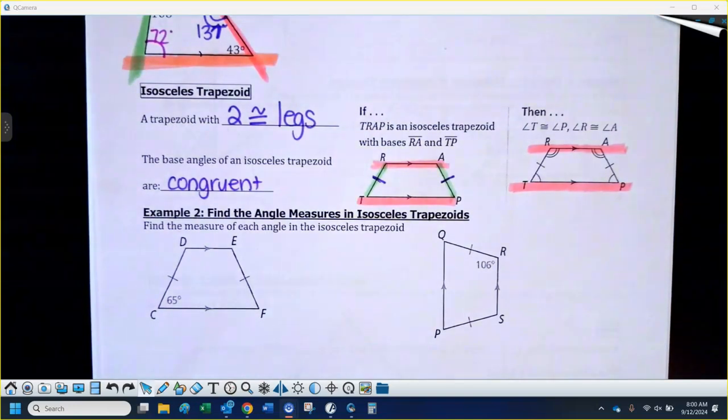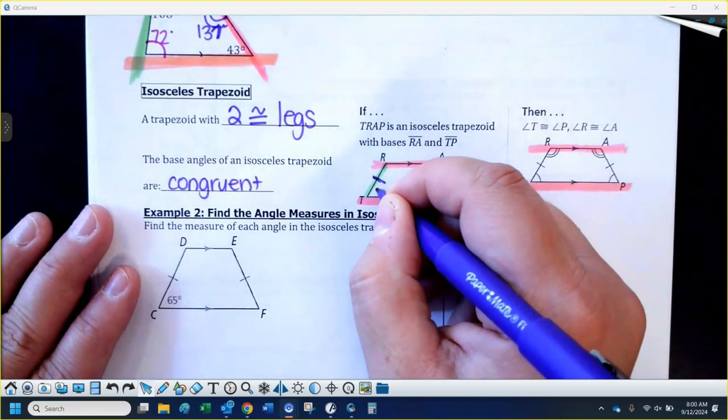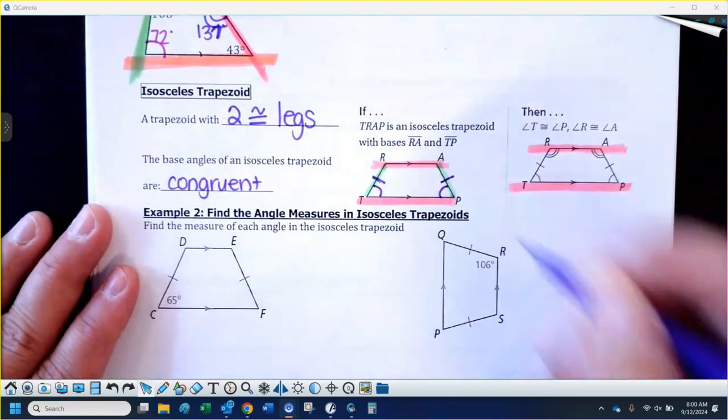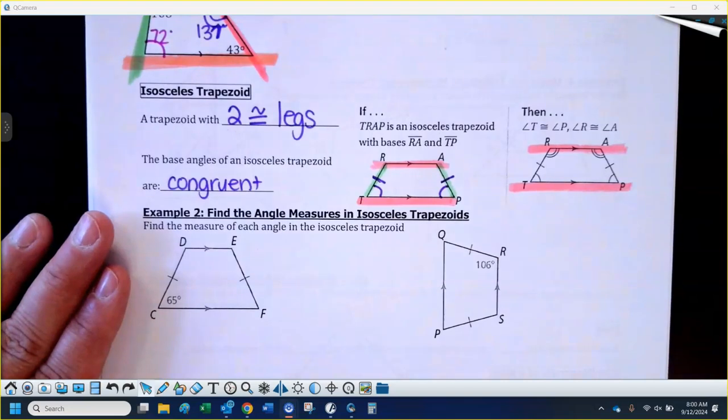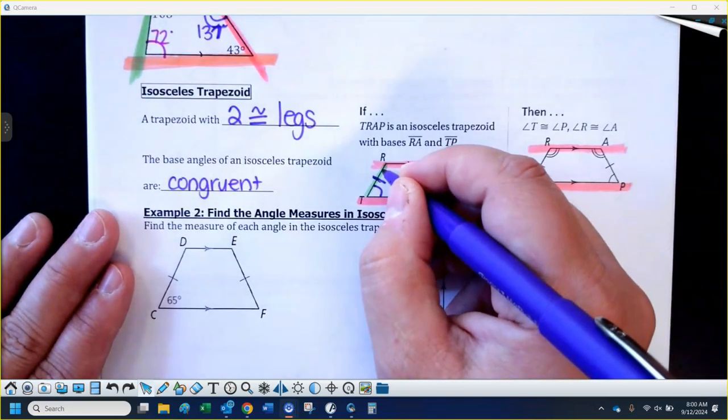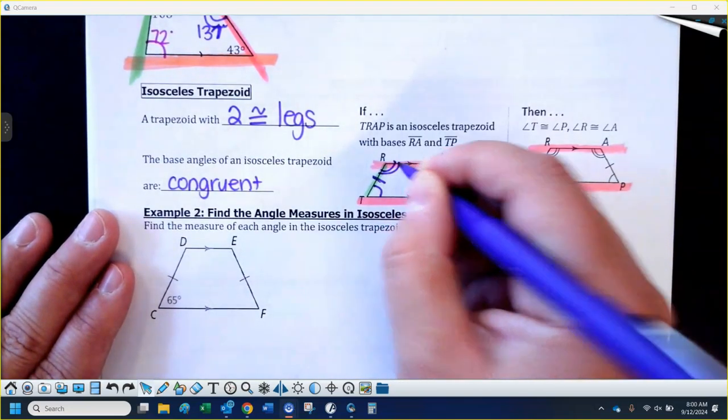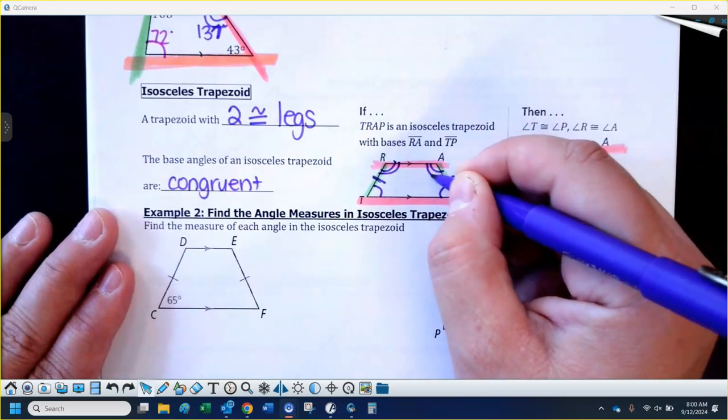Okay, now it's actually two sets of angles, and you'll see it drawn here. But like on this diagram, angle T and angle P would be the same measure. And then also the other set of base angles would be angle R and angle A.